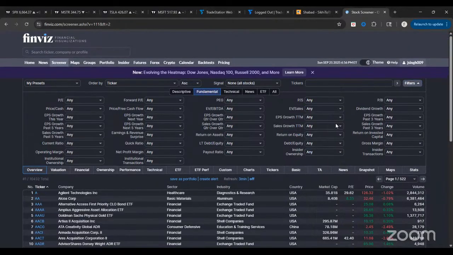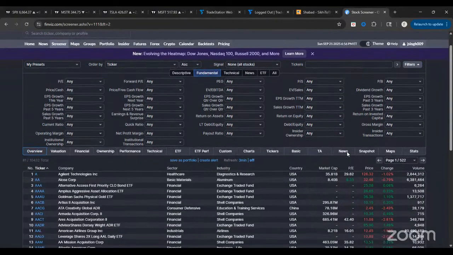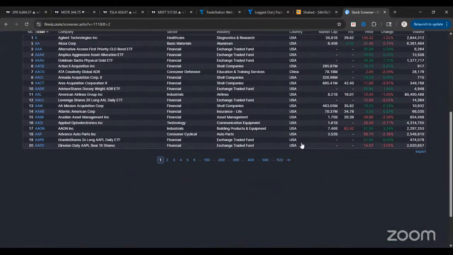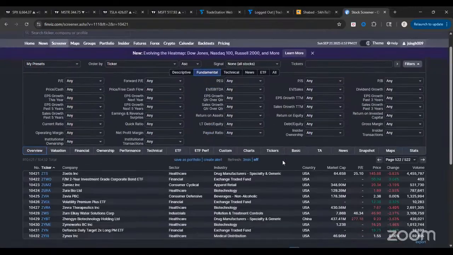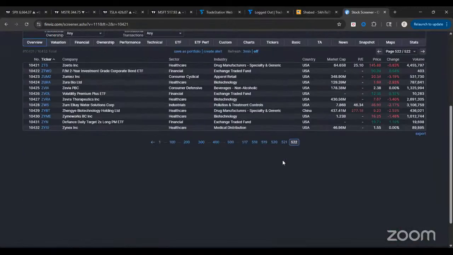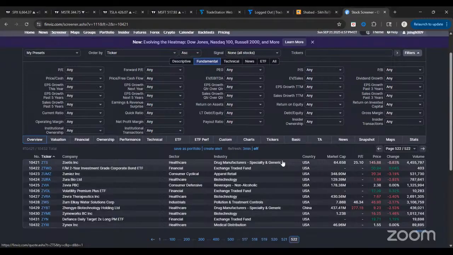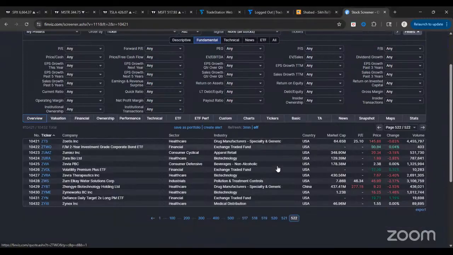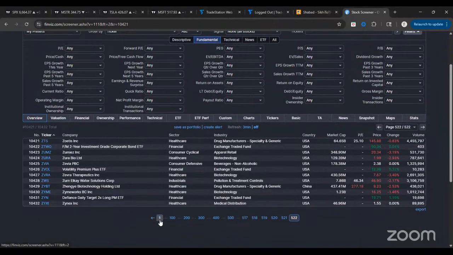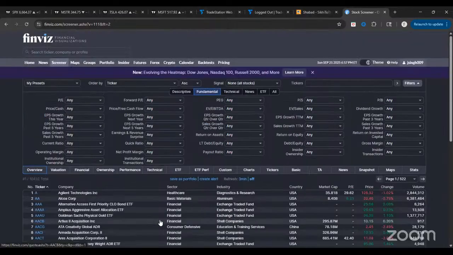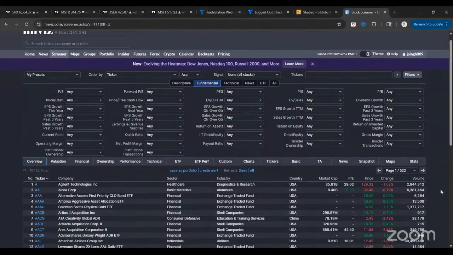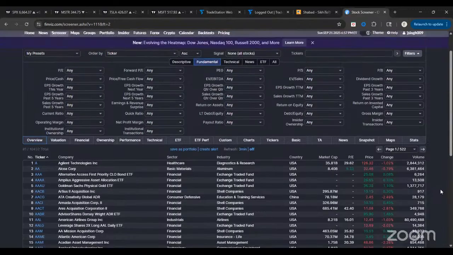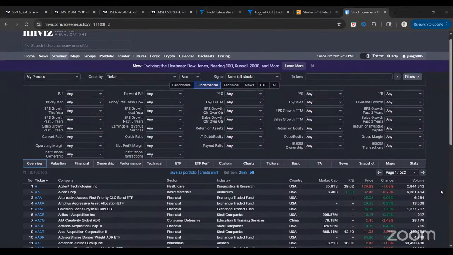For now, I'm just going to go with any. With no filters selected, you know how many stocks I have here? I have about 10,432 with nothing selected. And I'm trying to answer the question, why should I invest in this company? So let's pick some good fundamental companies.